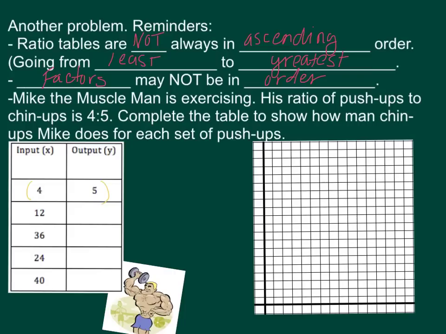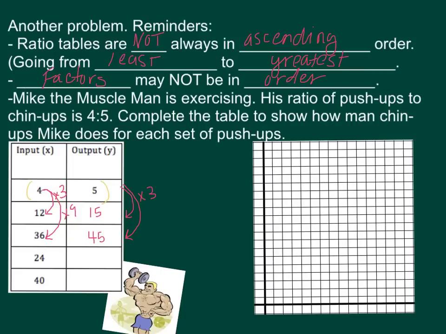So let's look. First off, we can see that to go from 4 to 12, you multiply that 4 by 3. So we will do the same thing for the output values. We will multiply by 3. 5 times 3 is 15. Now let's look at the next row. To go from 4 to 36, you would multiply by 9. So on the other side, we will also multiply 5 by 9, which would give us 45.